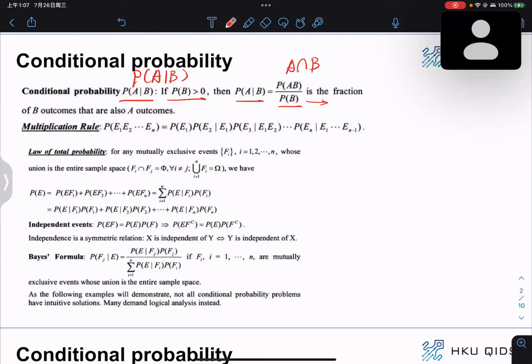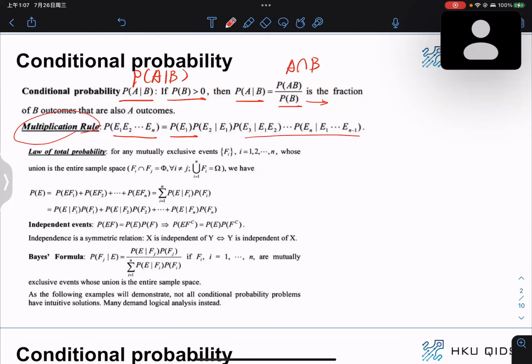The first important rule about conditional probability is the multiplication rule. If we have multiple events, the first event all the way to the nth event, and we want them to happen at the same time, it can be rewritten as the probability of event 1 multiplied by the probability of event 2 conditional on event 1, and so on, all the way to the last one.